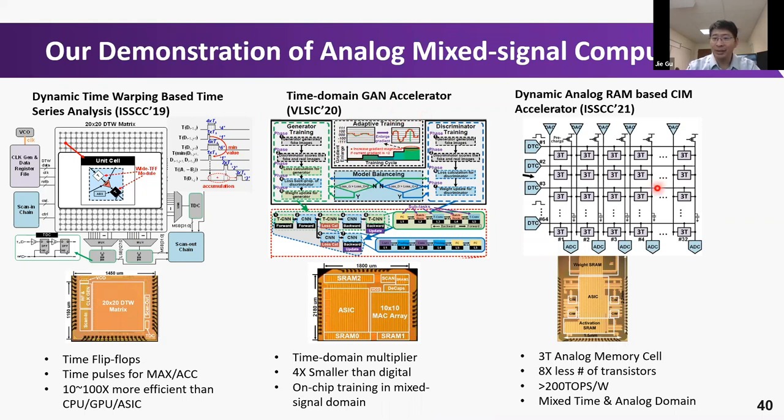And on the right, the right part is our very recent work, which we'll present next month. We built a special dynamic type of analog RAM for accelerated compute-in-memory jobs. And we also show a pretty good performance. So I'll focus on this work.